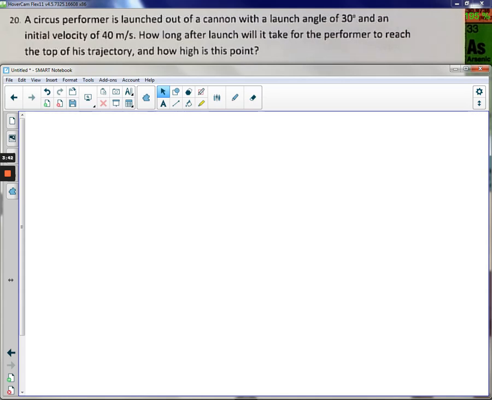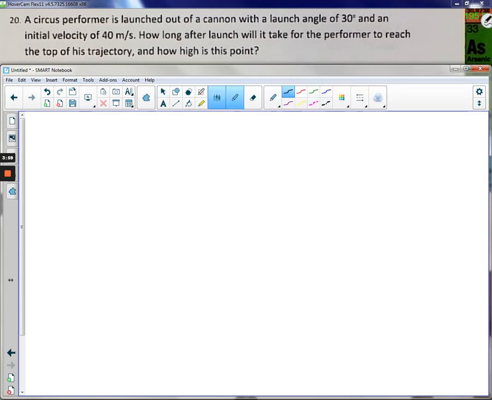A circus performer is launched out of a cannon with a launch angle of 30 degrees and an initial velocity of 40 meters per second. How long after launch will it take for the performer to reach the top of his trajectory, and how high is this point? Finally, we've got a problem that is worthy of our attention.